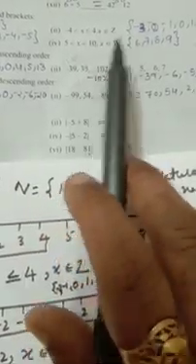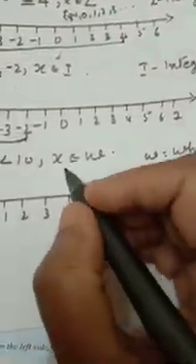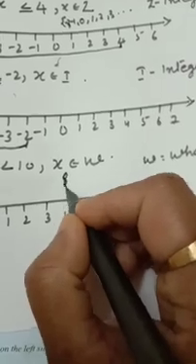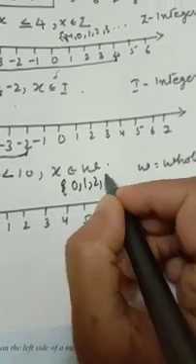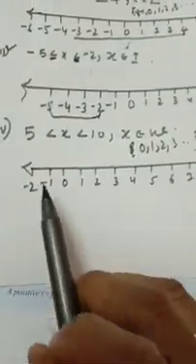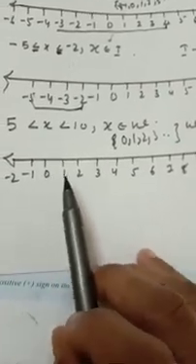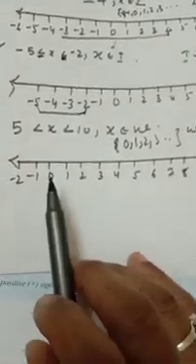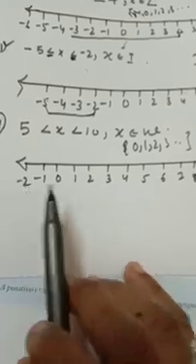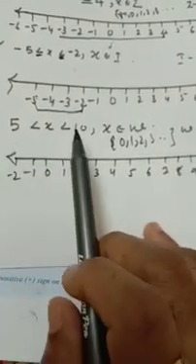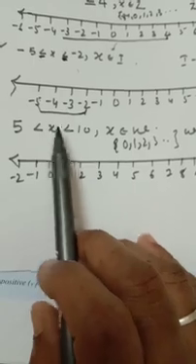Clear? Next: 5 is less than x, which is less than 10, x is an element of whole numbers. Whole numbers start from 0. W means whole numbers, starting from 0. On the number line, 0, right side positive, left side negative. Between 5 and 10, which are the numbers?